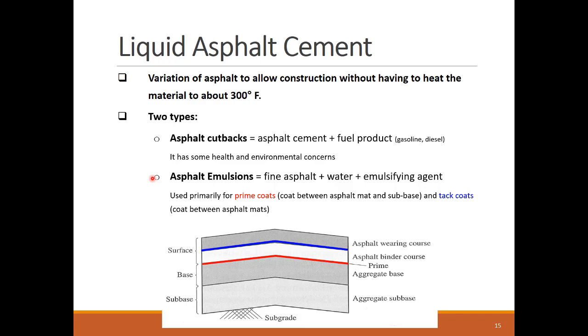The liquid asphalt is applied in two coats that exist at different locations within the pavement section. The prime coat is sprayed on the aggregate base before laying the asphalt binder course, while the tack coat is applied between the asphalt course and wearing courses.